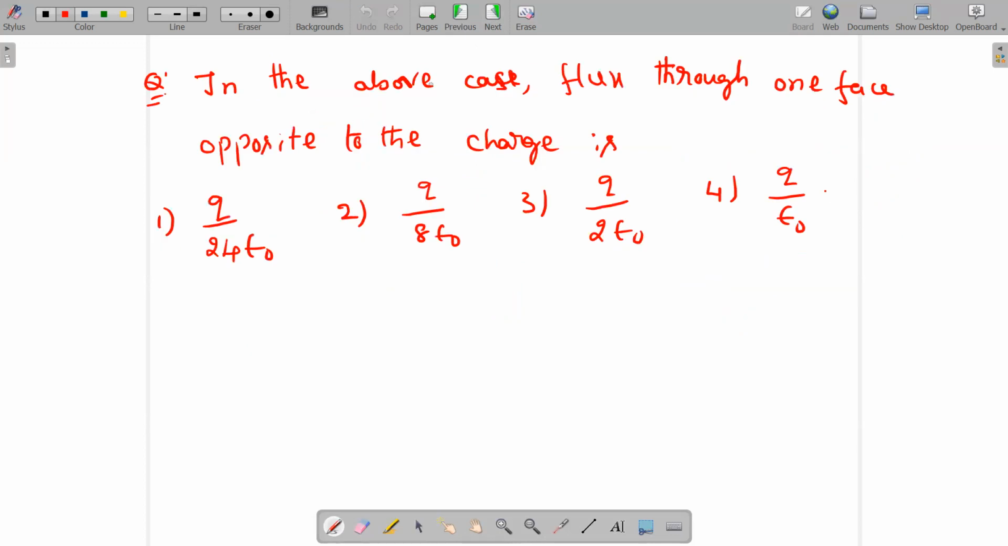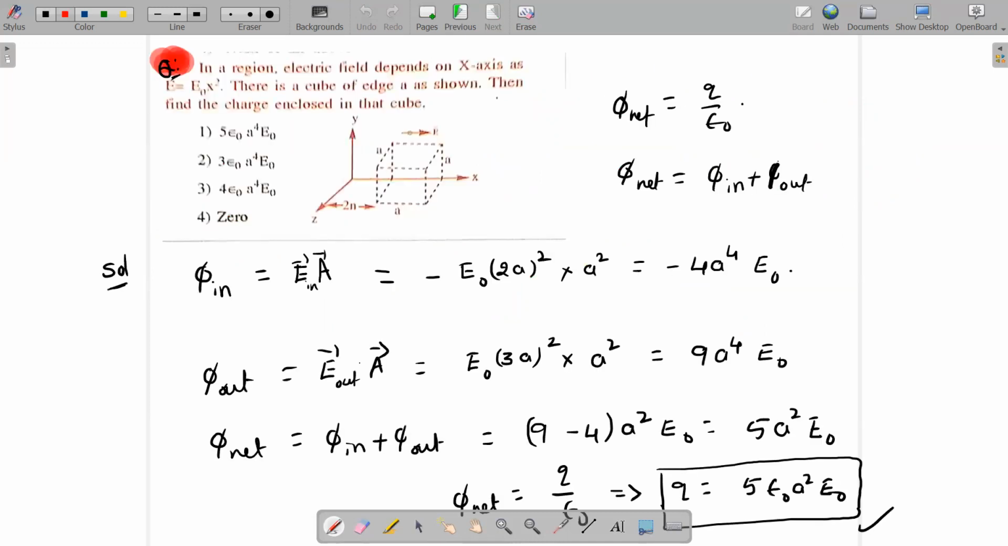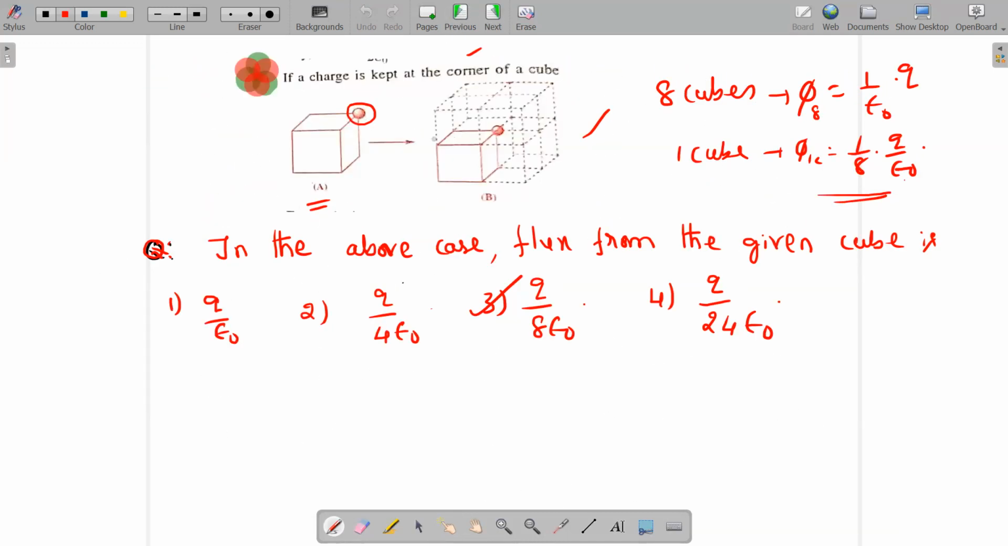Now the question is, what is the flux through one phase opposite to the charge? The phase which is opposite to the charge is this corner, somewhere here, this phase, right? To find that, I can also say through only one phase.